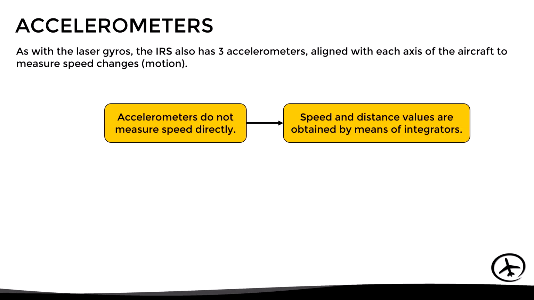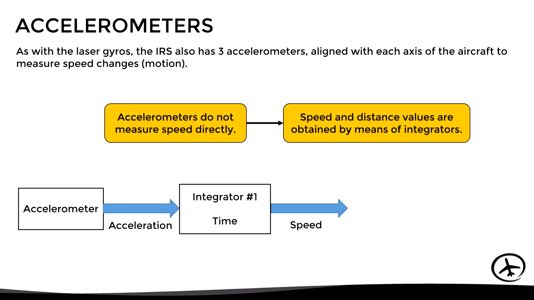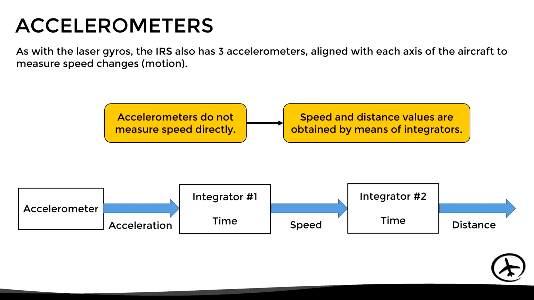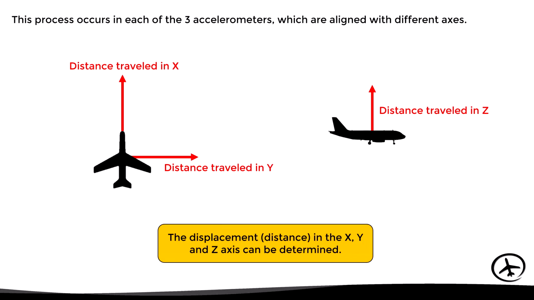So in this case, initially the accelerometers will only measure the acceleration experienced in a particular axis. This information is used by the integrator number 1, which relates it with time to obtain the speed. Then this information is used by the integrator number 2, which relates it once again with time to determine the distance traveled. This process occurs in each of the 3 accelerometers, which are aligned with different axes. This way, it is possible to determine the displacement or distance traveled in each of the axes.